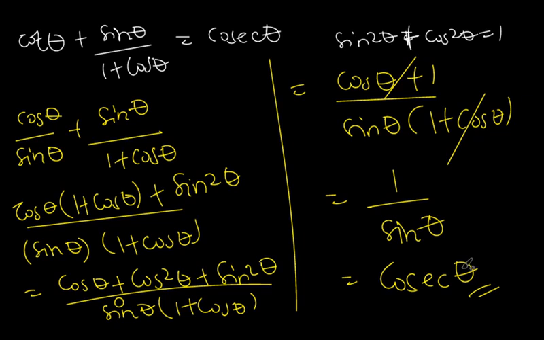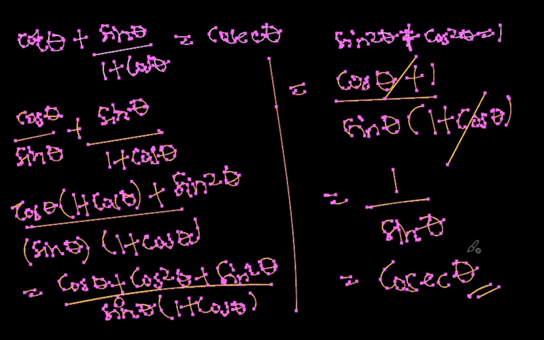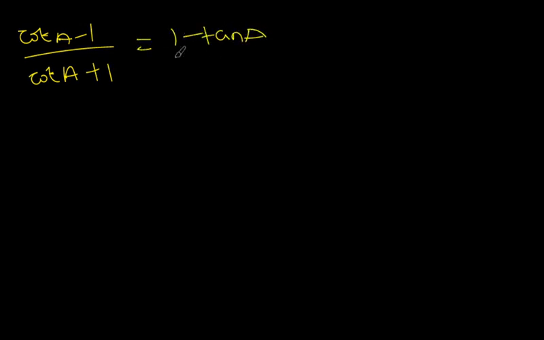So I want us to have a look at one more example. Let's prove one more case and then we end the tutorial. Now the last one we want to prove in this case is cot A minus 1 divided by cot A plus 1 is equal to 1 minus tan A all over 1 plus tan A. So this is what we have to prove. We have to prove that this side is equal to this side.